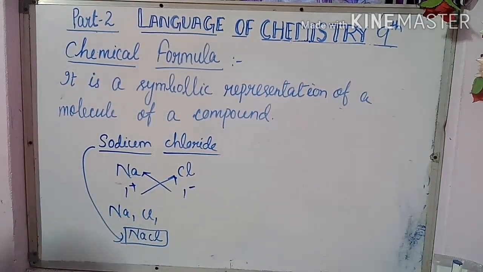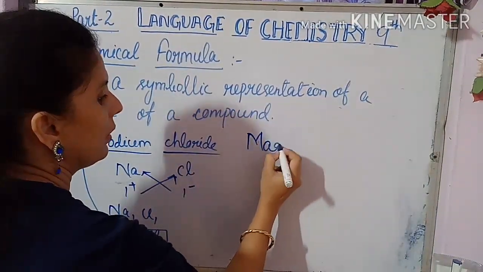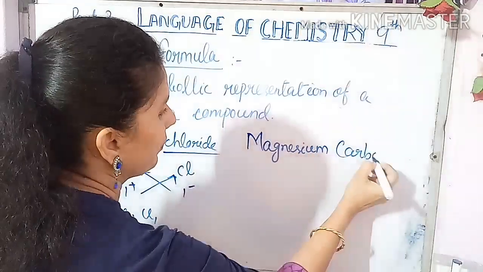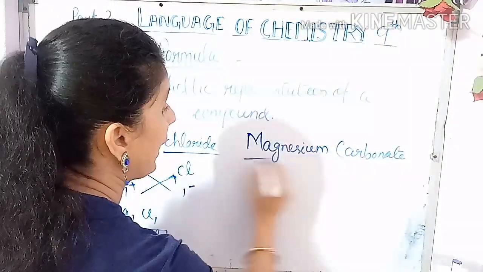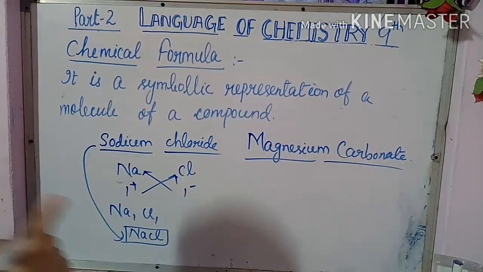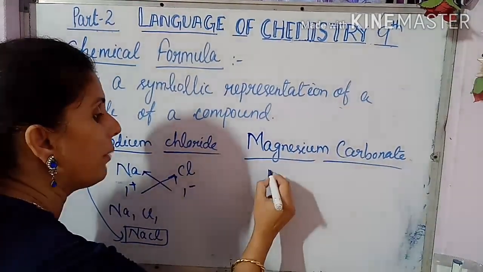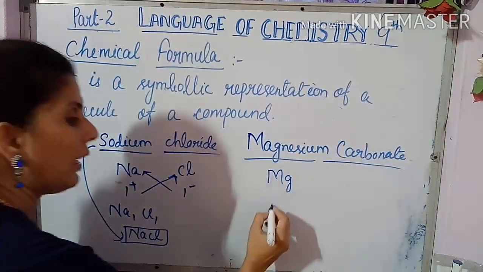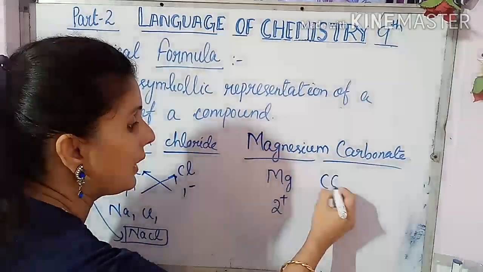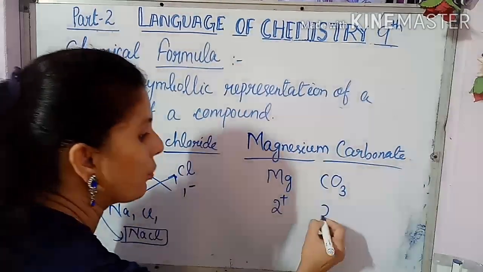For example, another one I will take. Suppose it is magnesium carbonate. As I have told you, children, you have to remember the formulas of the radicals and their valencies. Magnesium is a positive radical. The symbol is Mg and the valency is 2 plus. Carbonate is the negative radical. The symbol, as I have told, CO3 is the full symbol. The valency is 2 minus.